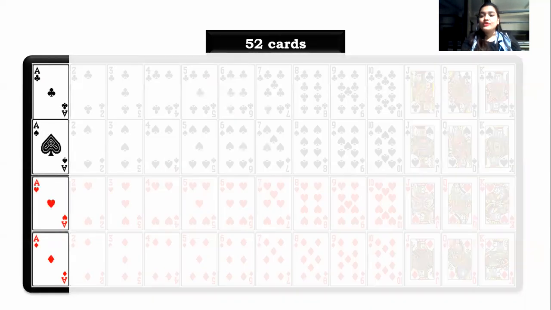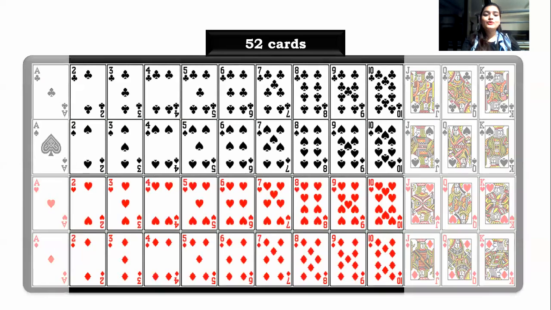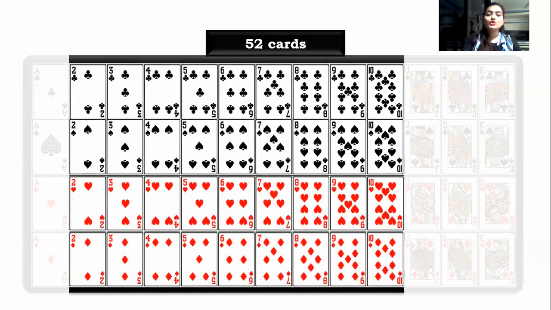A stands for ace. In each type, there is 1 ace, and in total there are 4 ace cards. Then you have number cards from 2 to 10. In each type you have 2 to 10, that is 1, 2, 3, 4, 5, 6, 7, 8, 9, so 9 number cards. In each type you have 9 number cards, 9 into 4 types. That is 36 number cards.